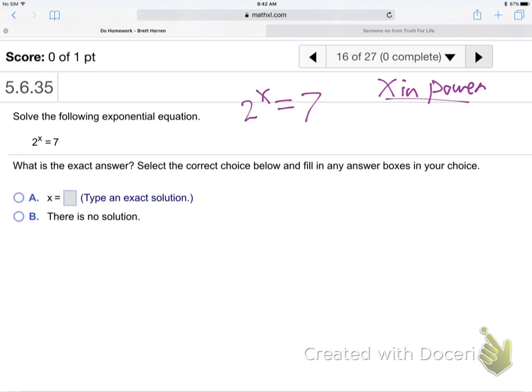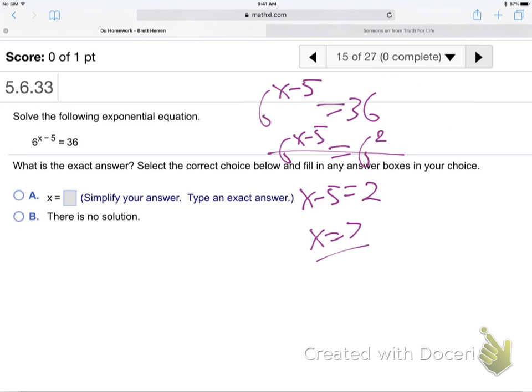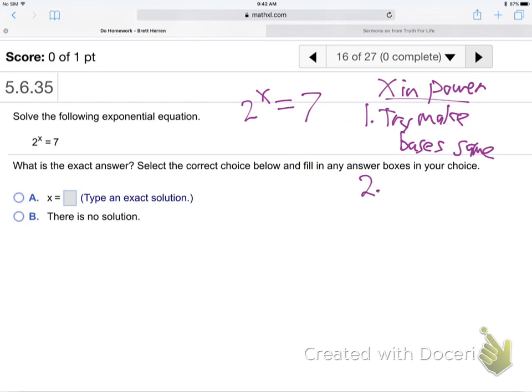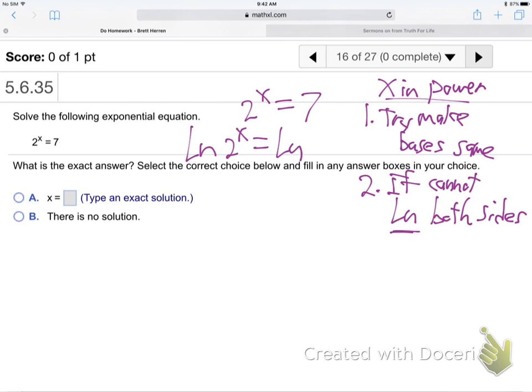So let me write x in power. So number 1, try to make the bases the same. That's what we did on the last problem, right? So if x is in power, like the last one, we made the base the same, that worked great. But if you cannot make the base the same, then ln both sides. You can do regular log also. I'll just do ln, because ln's real convenient when we get e in a second. But regular log will work too. So yeah, I'll do ln both sides.